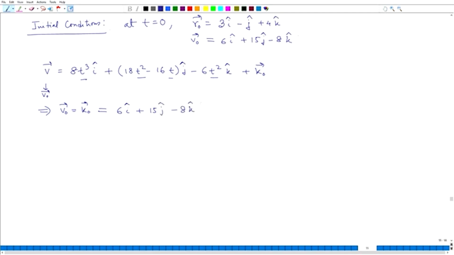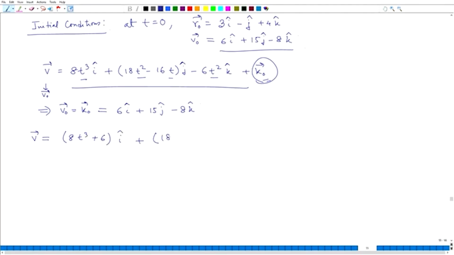So, if you use that, your actual instantaneous v will be this value plus the value of v₀ or k₀, which are equal, as we have just shown. So, if you write it completely, it will be 8t³ plus 6 î, plus 18t² minus 16t plus 15 ĵ, minus 6t² plus 8 k̂. So, this is the specific solution for v, the velocity.